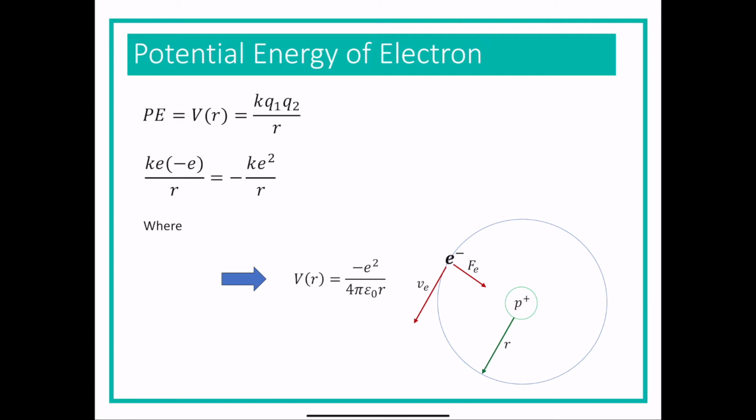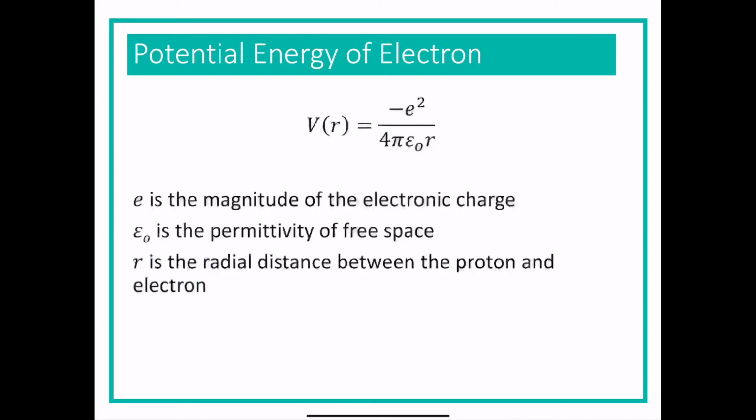This is presented in your textbook as the magnitude of the electric charge over the permittivity of free space, the radial distance between the proton and the electron, times 4 pi. Do that equation and you will get the potential energy of the electron. That's about half of what we need to know about the total energy. We can figure out the potential energy pretty easily, depending on how far away from the nucleus it is.